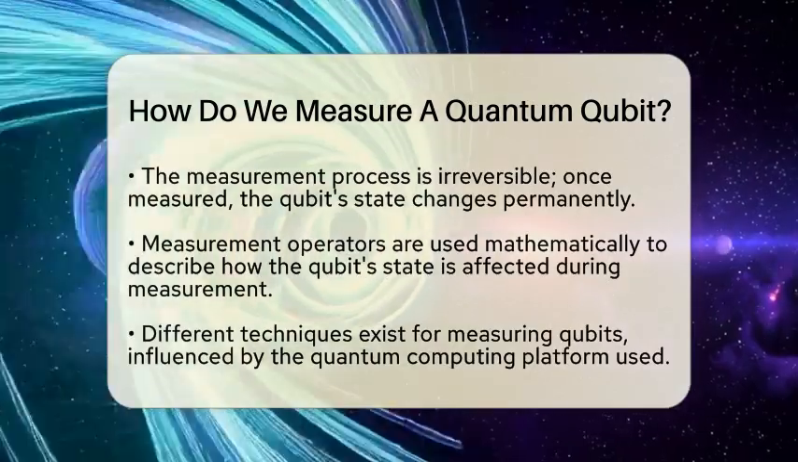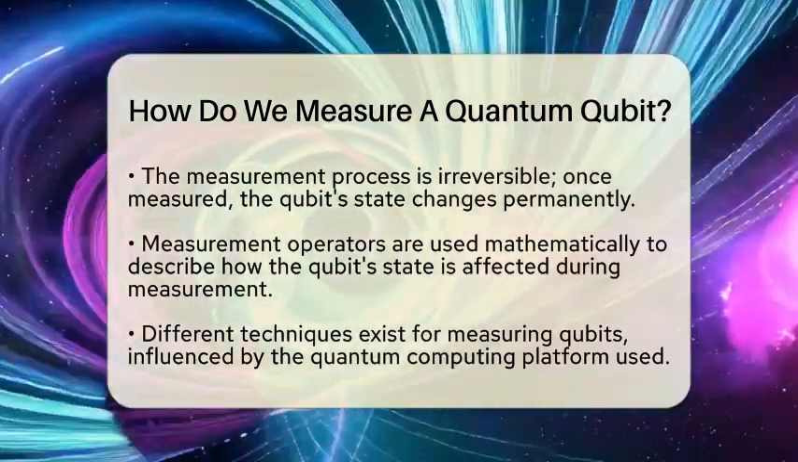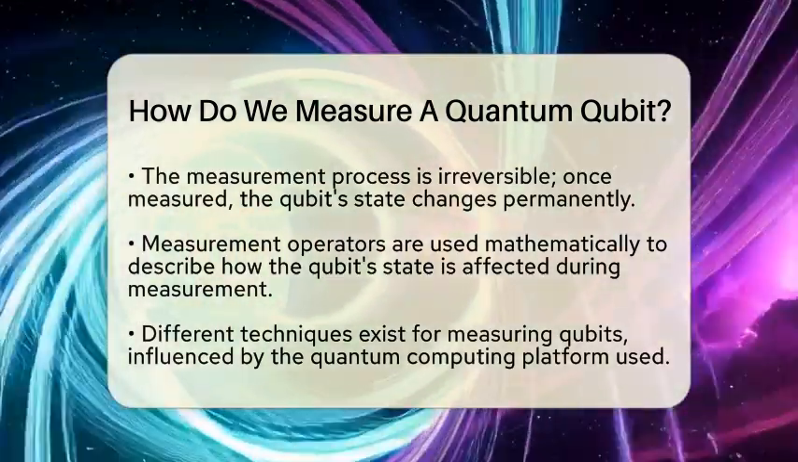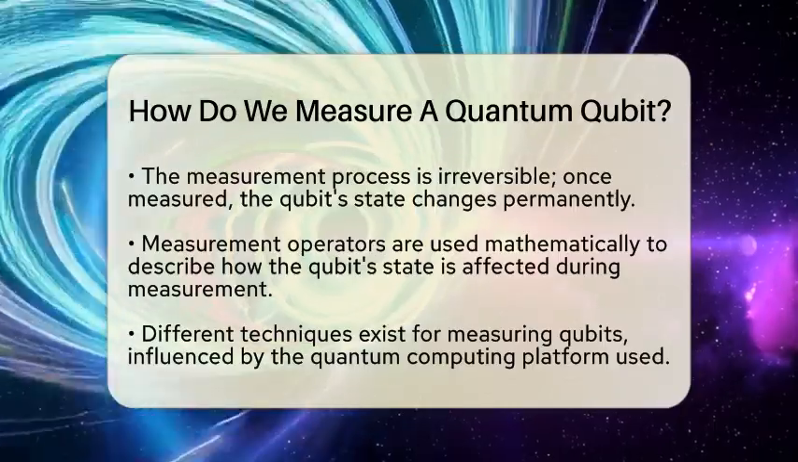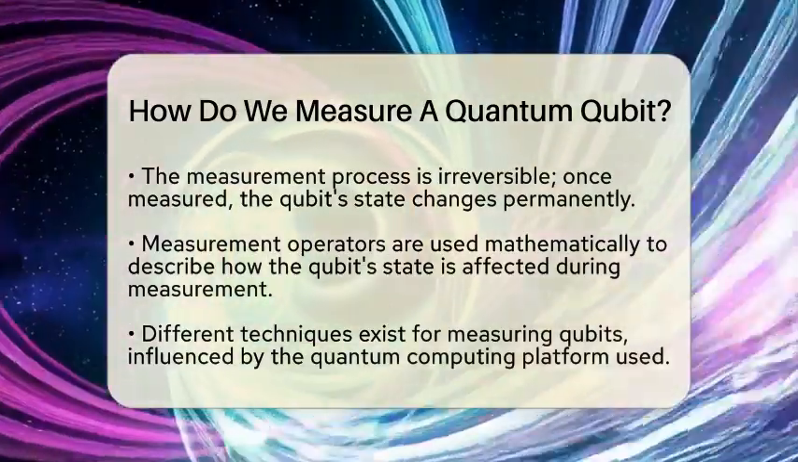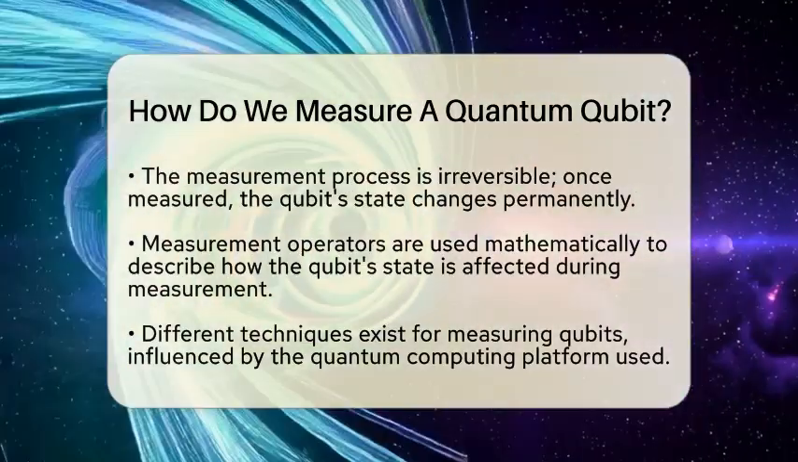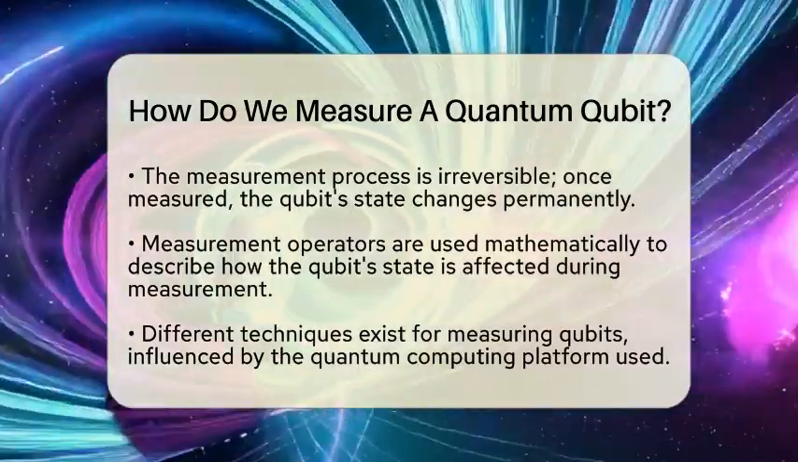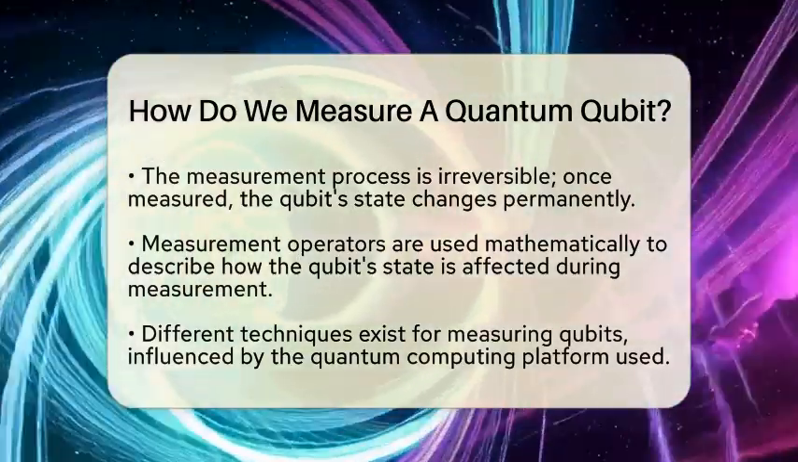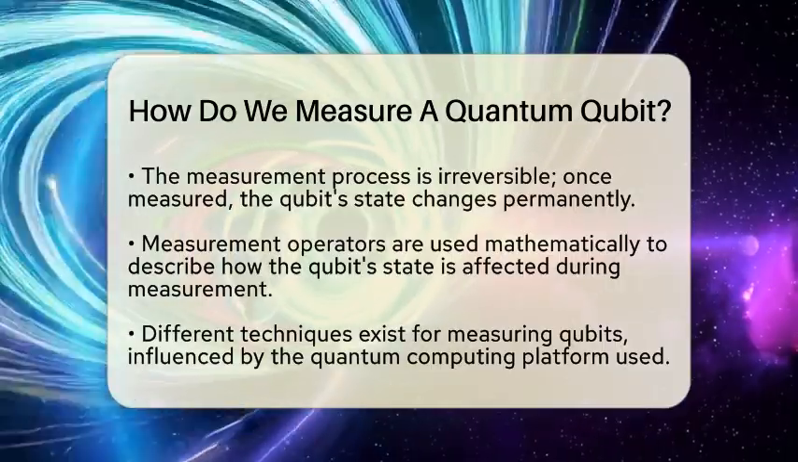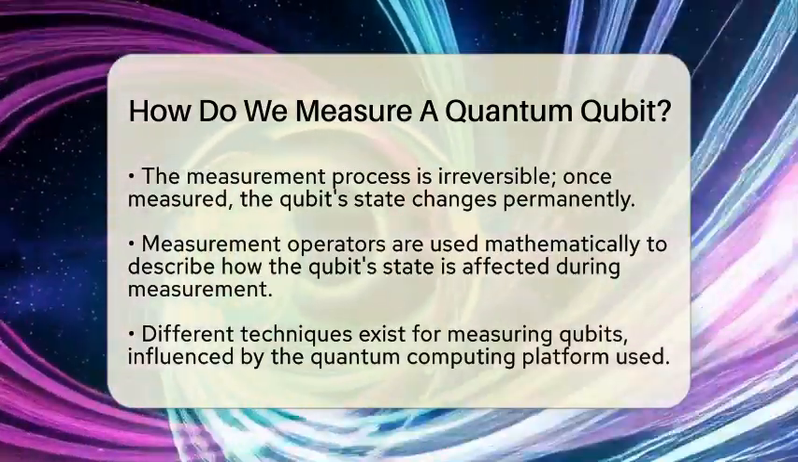The measurement process is irreversible. Once we measure the qubit, its state collapses to the observed basis state. Mathematically, this is described using measurement operators that act on the qubit state space. After we measure, the qubit state changes according to the result we observe.